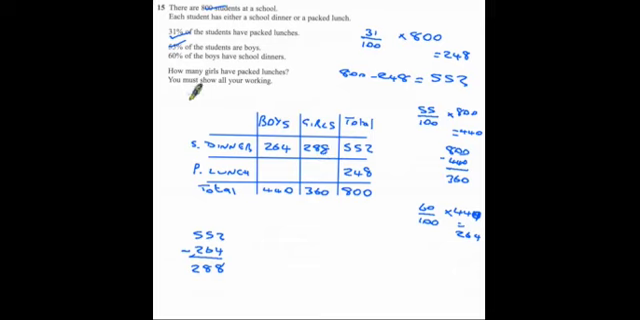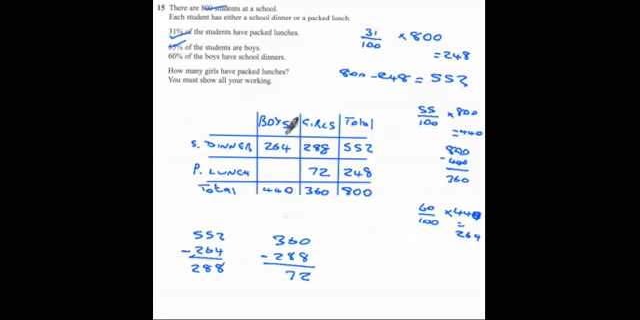We're now in a position to answer the question. We need to know how many girls have packed lunches. Well, out of a total of 360 girls, we now know that 288 of them have school dinners, so the rest of them must have packed lunches. And 360 minus 288 is 72.